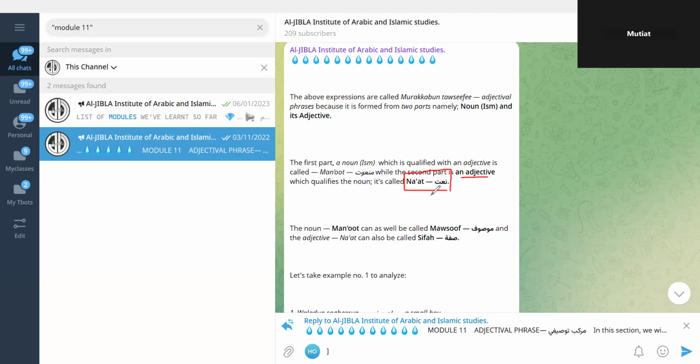Yes. We call it natun, or you say simply nat. And it is called sifa also. So, the adjective can be called sifa or can be called nat. Is that okay?